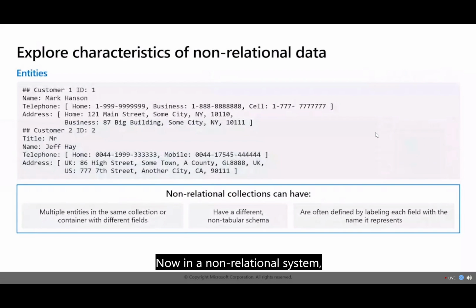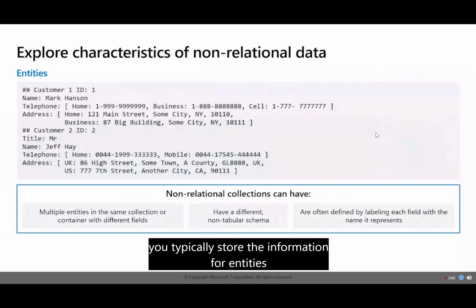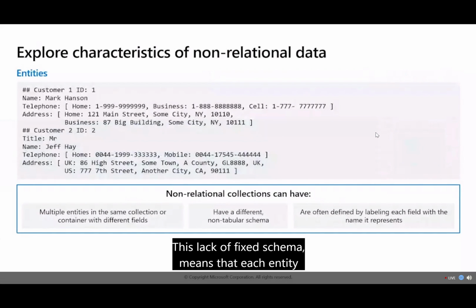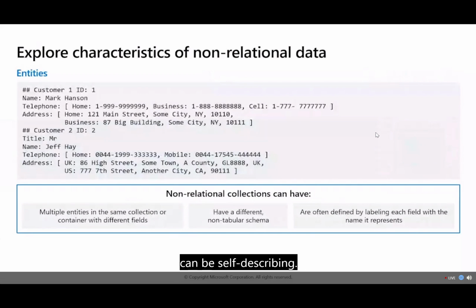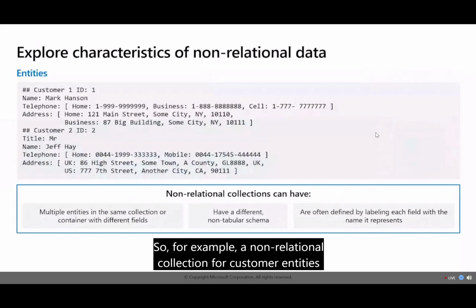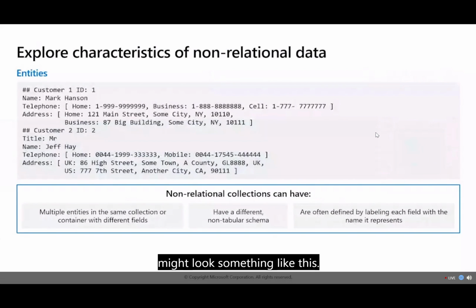Now, in a non-relational system, you typically store the information for entities in collections or containers rather than relational tables. So two entities in the same collection can have a different set of fields rather than the regular set of columns found in a relational table. This lack of fixed schema means that each entity can be self-describing. So often this is achieved by labeling each field with the name of the data that it represents. So for example, a non-relational collection for customer entities might look something like this.